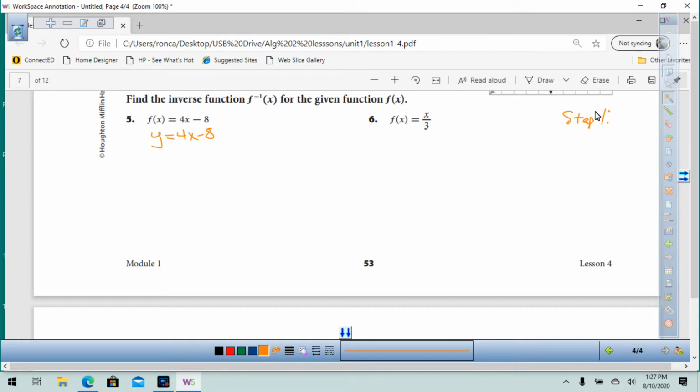Step 1, just make it a y. Step 2, we're going to solve for x. So let's add 8 to both sides, and we got y plus 8 equals 4x. Then we're going to divide both sides by 4, and we got (y plus 8) over 4 equals x. Swap the x and y. (x plus 8) over 4 equals y. So our new equation is going to be the inverse of f of x equals (x plus 8) over 4.